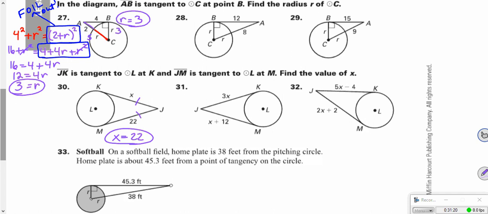Okay, so again, over here, this is congruent to this. So 5x minus 4 equals 2x plus 2. If we solve, move the 2x over, I'm going to have 3x. Add the 4 over, I'm going to have 6. So x equals 2.